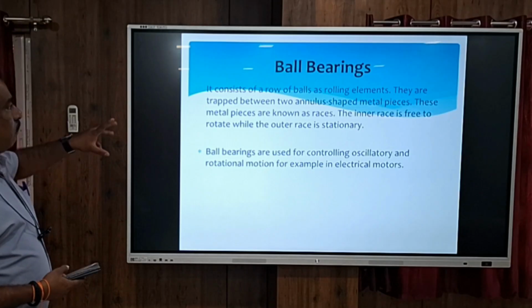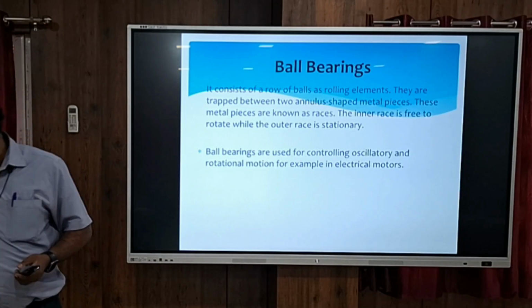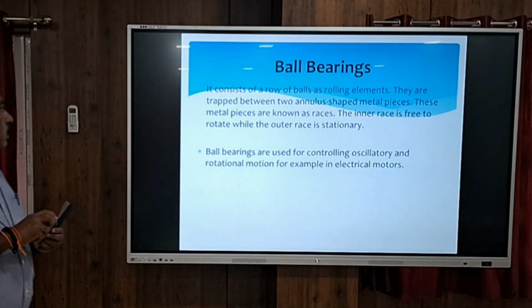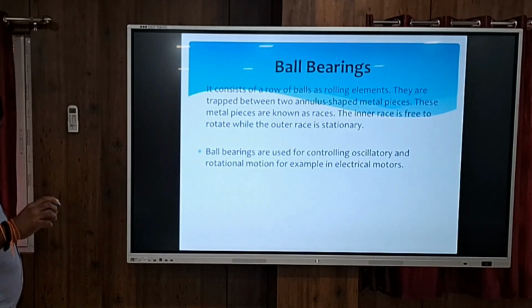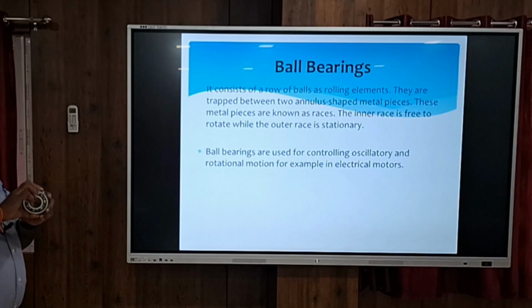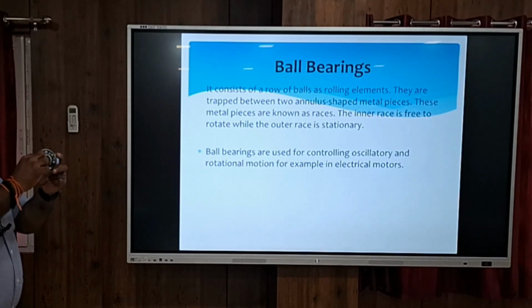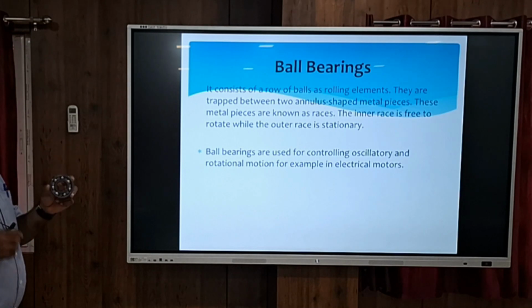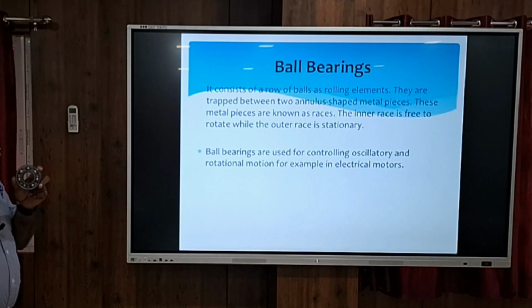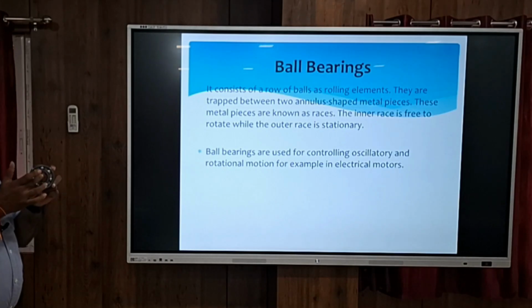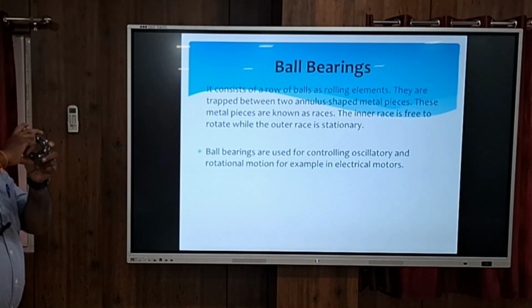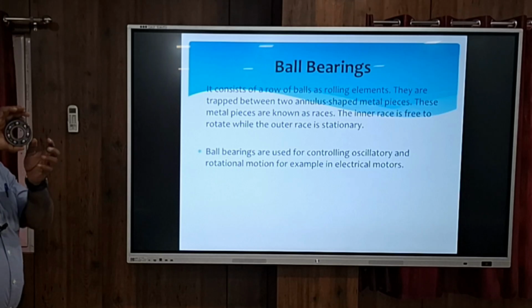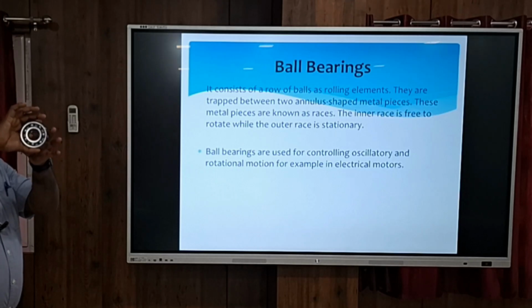A ball bearing consists of a row of balls, or two rows. It consists of balls as rolling elements. They are trapped between two annular shaped metal pieces. These metal pieces are known as races. One is the outer race, another one is the inner race. The inner race is free to rotate while the outer race is stationary. The outer race will be fitted in the end shield, whereas the inner race, along with the rotor, will rotate.